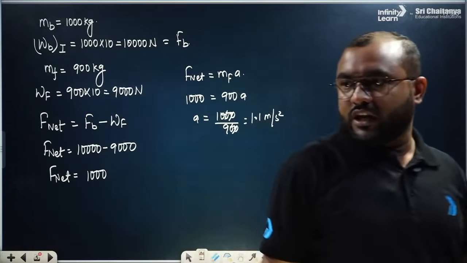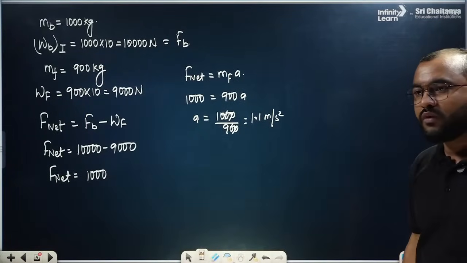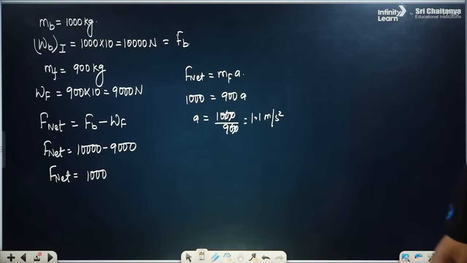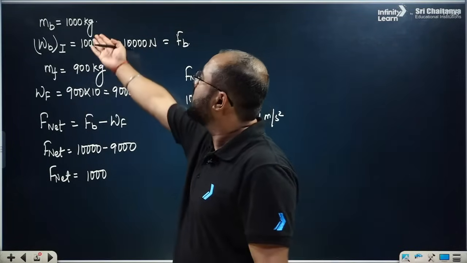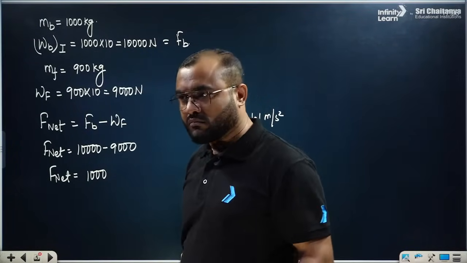Simple. Here the buoyancy equals the weight only. The balloon is floating, that is what it is saying. What is the initial value of the mass of the body? That is 1000. Getting my point?